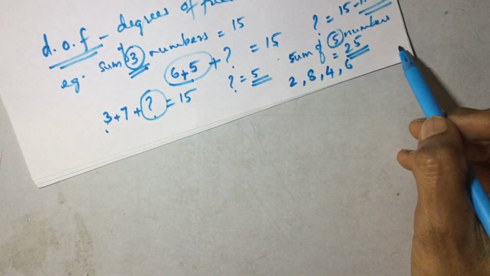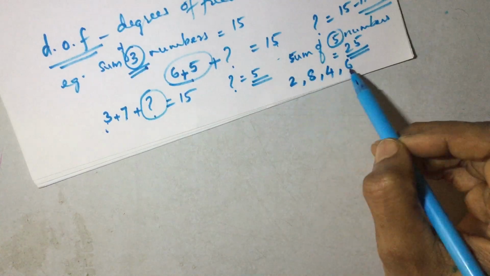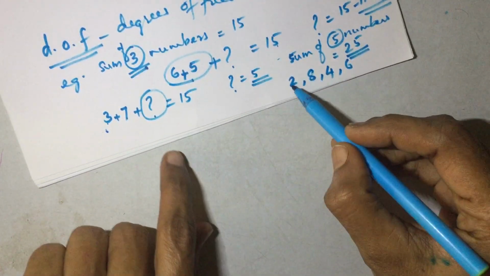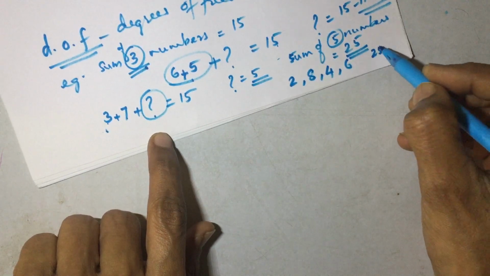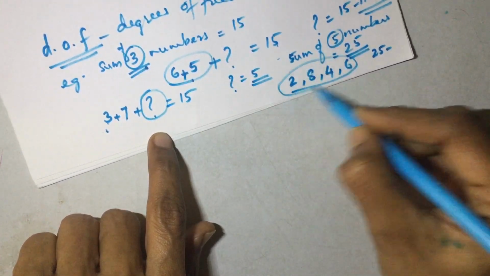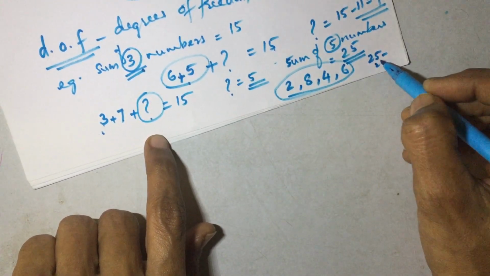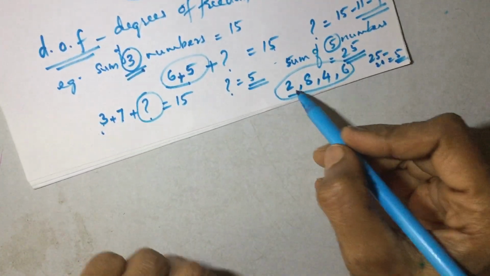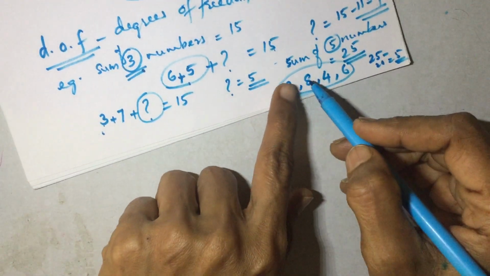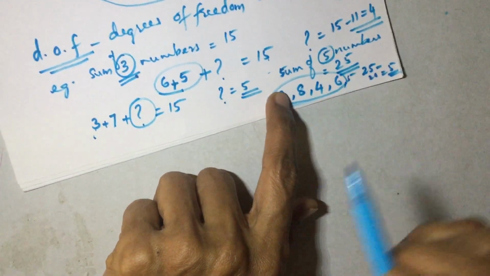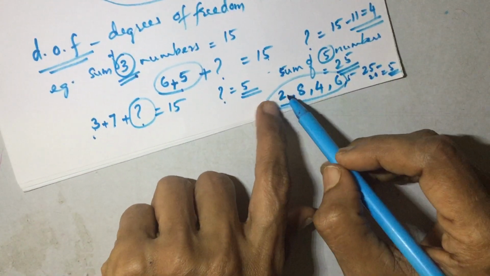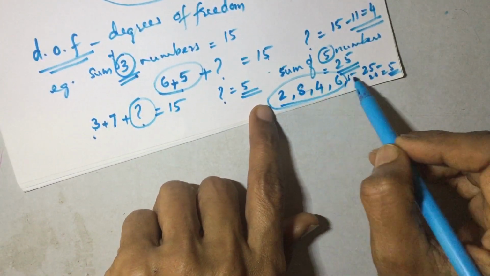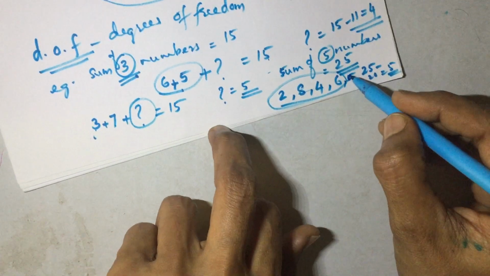Then the fifth number will be based on all this. So the fifth number will be 25 minus the sum of all this. The sum is 20, so 25 minus 20, the fifth number will be 5. If someone else is taking say 8, 4, 6 and 5, then the fifth number will be 25 minus this total. Means you are free to choose 4 numbers.